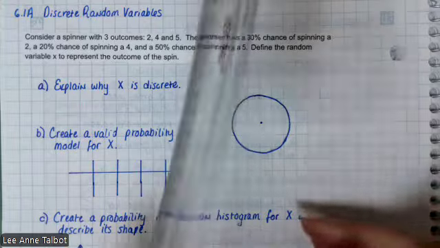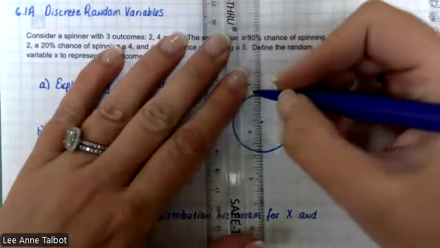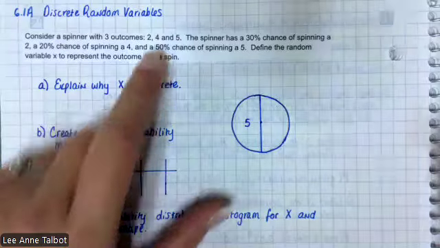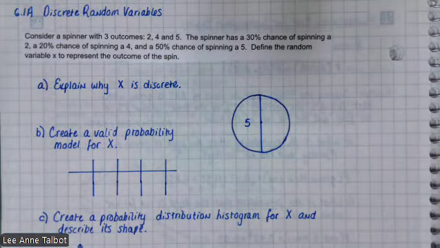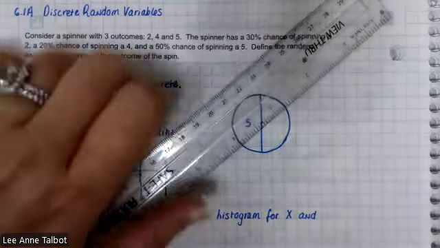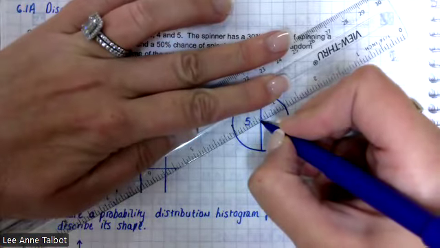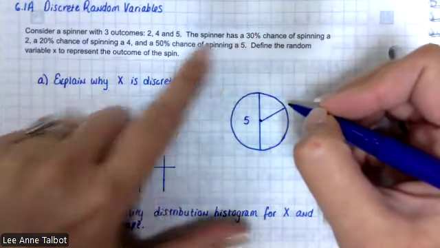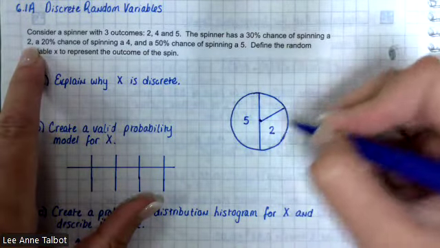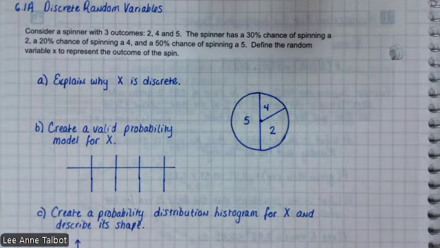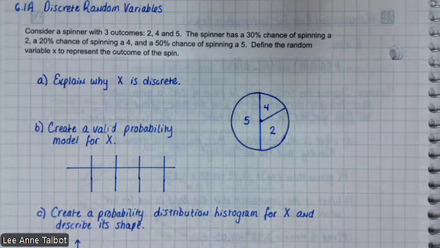Okay, so I'm going to take my spinner here and I'm going to lop off 50% because it says 50% chance of spinning a 5. So that's going to be 50% chance of spinning a 5. Does that make sense there? And then I'm going to say, okay, yeah, maybe here-ish. 30% chance of spinning a 2 and a 20% chance of spinning a 4. So I just split it into pieces. It's not really greatly divided, but it's fine. Everybody okay with my spinner setup?